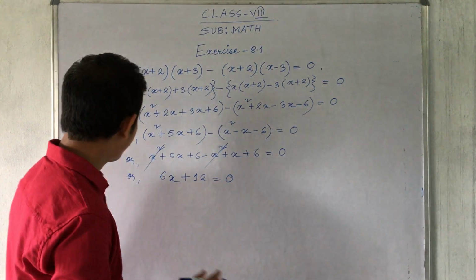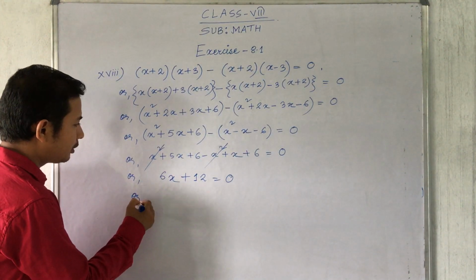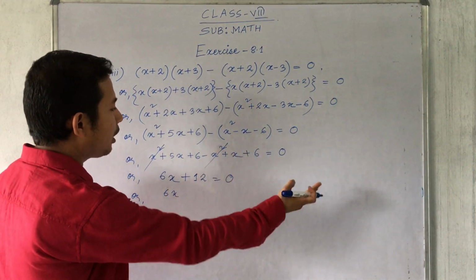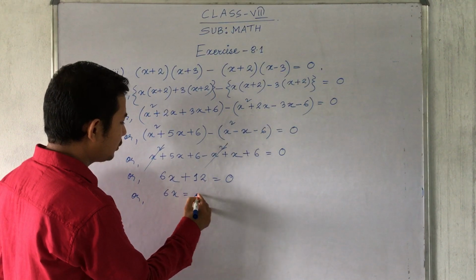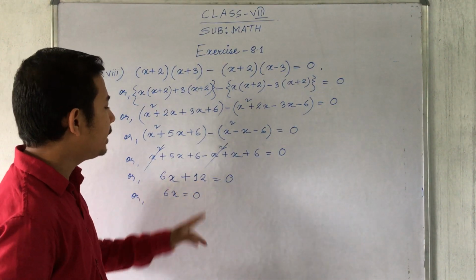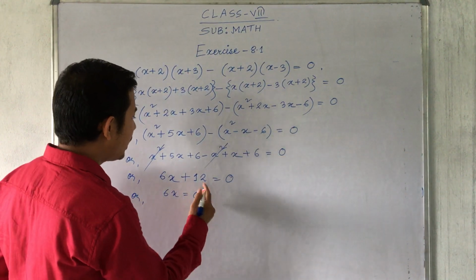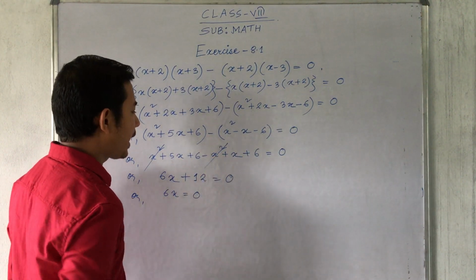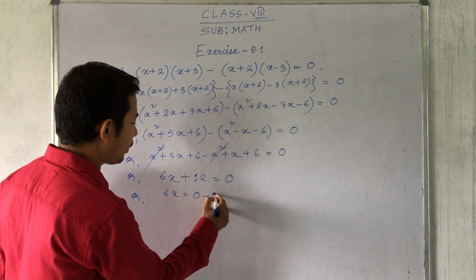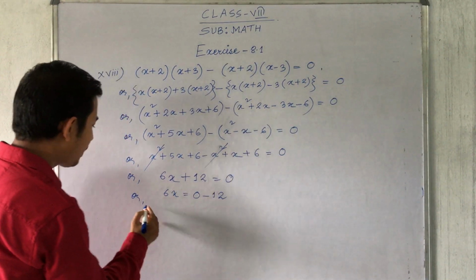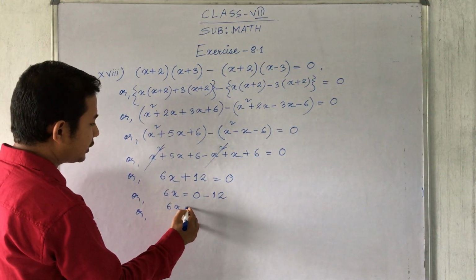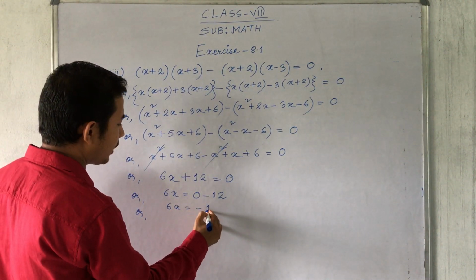Understood? Very easy. Now, okay, 6x, I am going to write this constant to the other side. Equal to 0. So this 2m is in positive form. So after writing to the other side, to the right side, it will be negative. So negative 2. Understood? Now look at here. If we subtract 0 from negative 12, it will be negative 12 only.